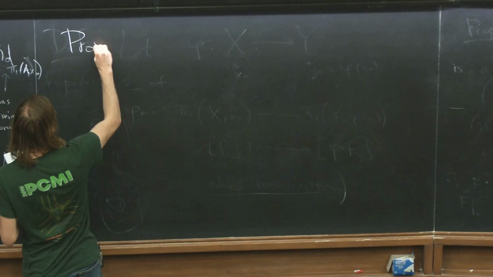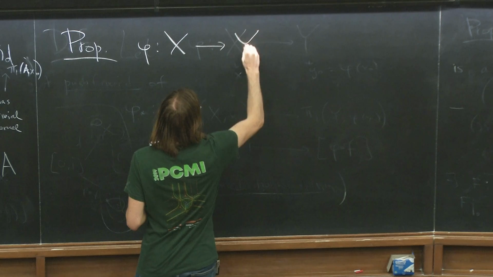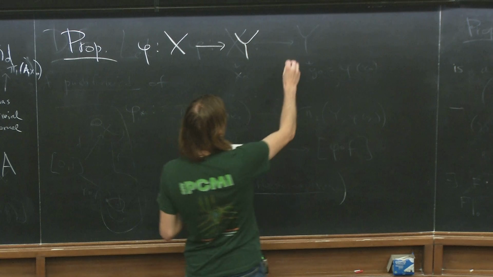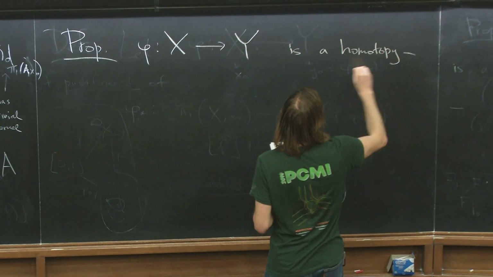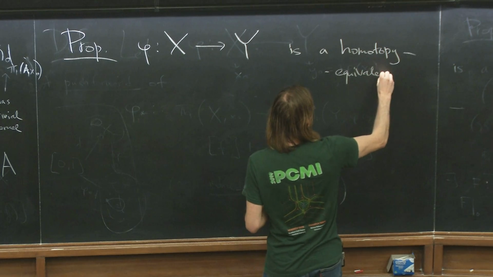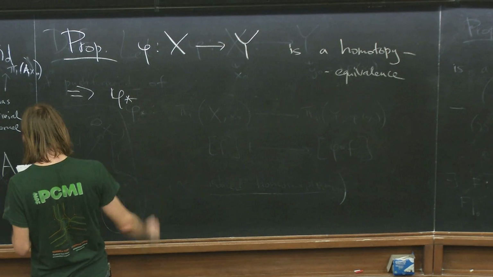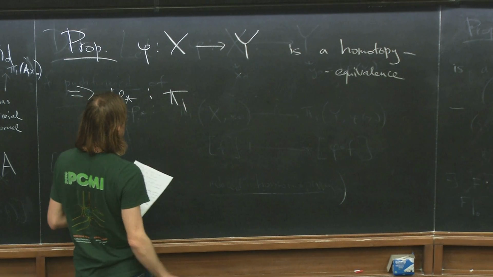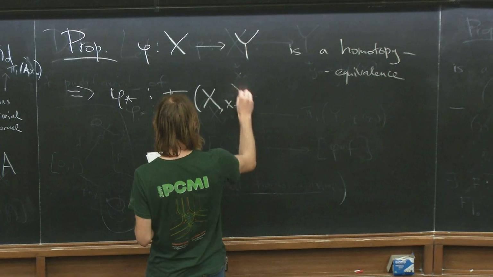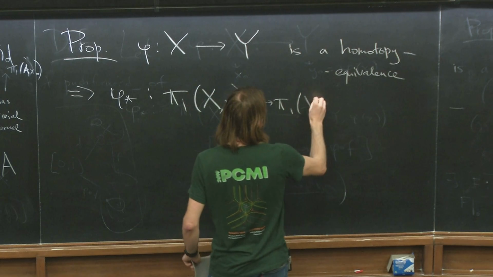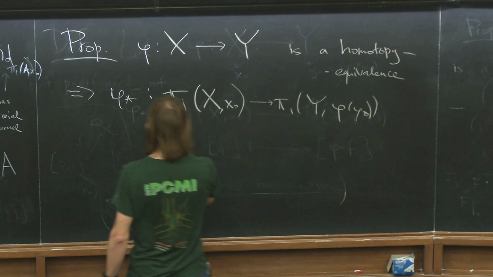Yeah, so we're going to prove the following proposition, which I just mentioned: if we have a map from X to Y which is a homotopy equivalence, meaning it has a homotopy inverse, then the corresponding push forward is an isomorphism.